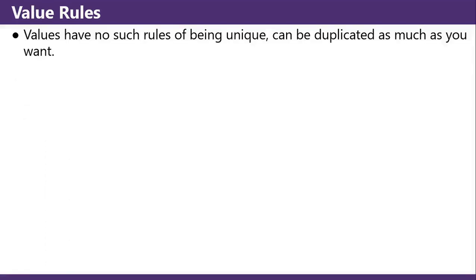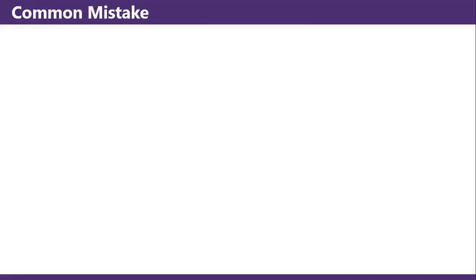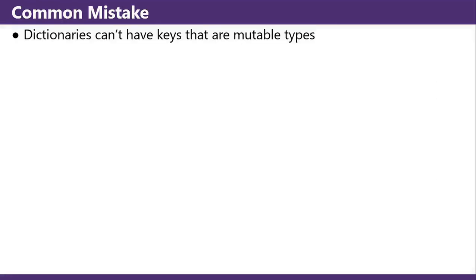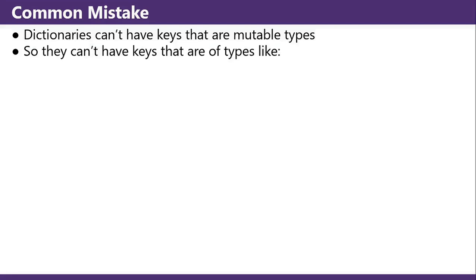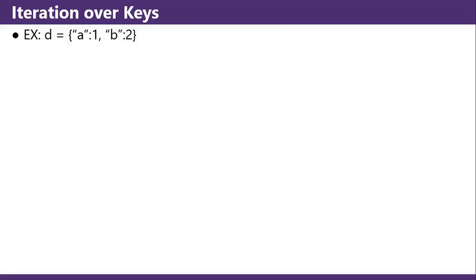Value rules. Values have no such rules of being unique, and they can be duplicated as much as you want. Common mistake. Dictionaries can't have keys that are mutable types, so they can't have keys of types like list or set.